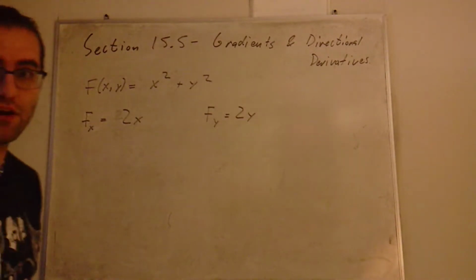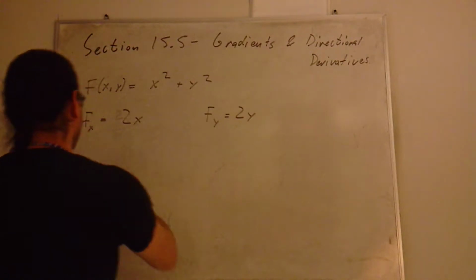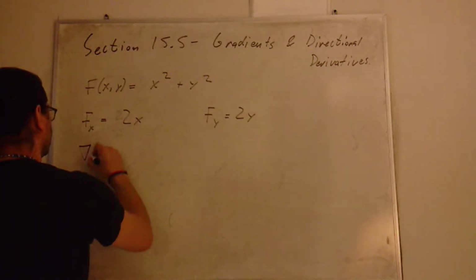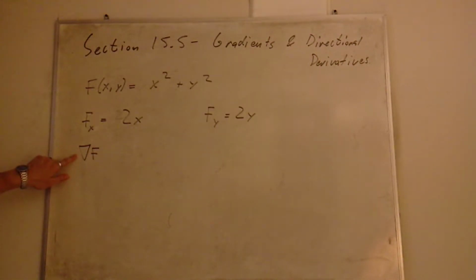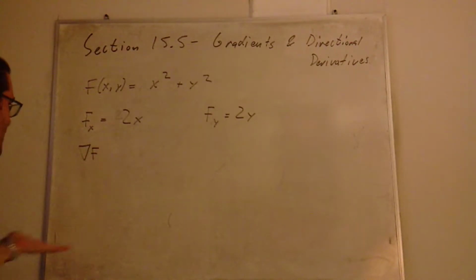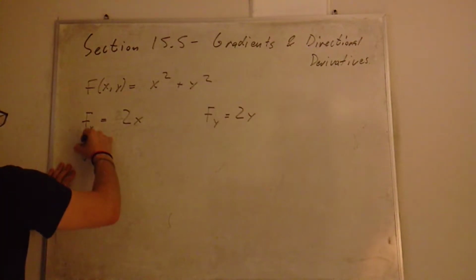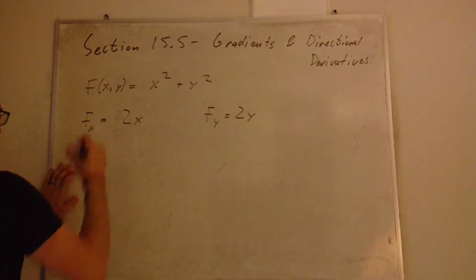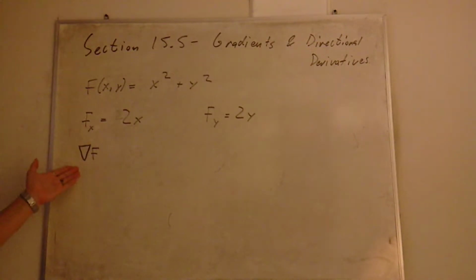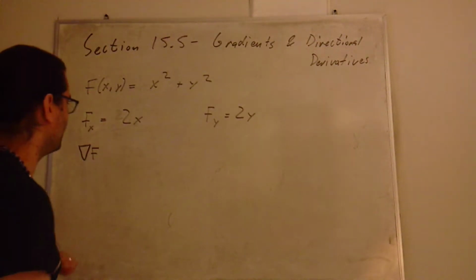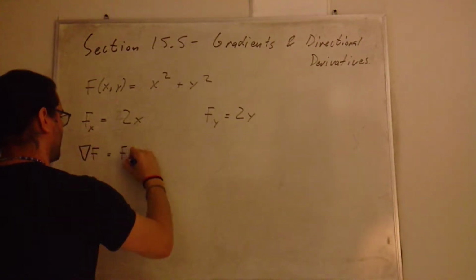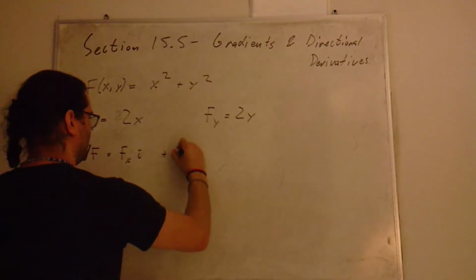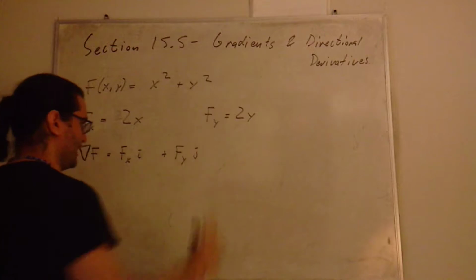So here's how we're going to get the gradient. The gradient, which is usually written as del f, not delta, del. Delta is a triangle with the base flat on the bottom. So this is the del. It's like a triangle that points down. This is how we write the gradient of f. And the gradient of f is f sub x i and f sub y j.